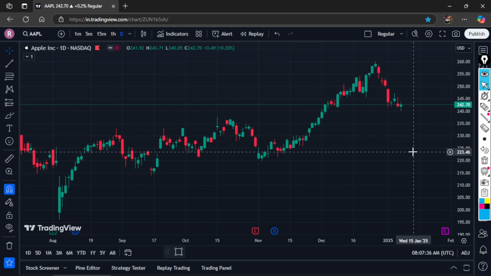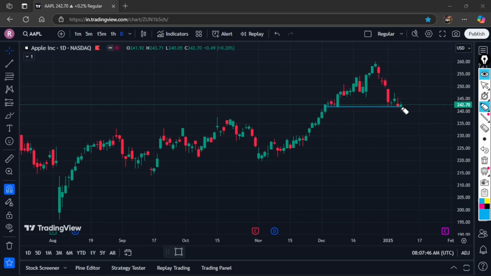So today we are going to do analysis of stocks. Here is an Apple stock. Here we can see that there is no move because it is in a no trading zone. So we will see another stock.